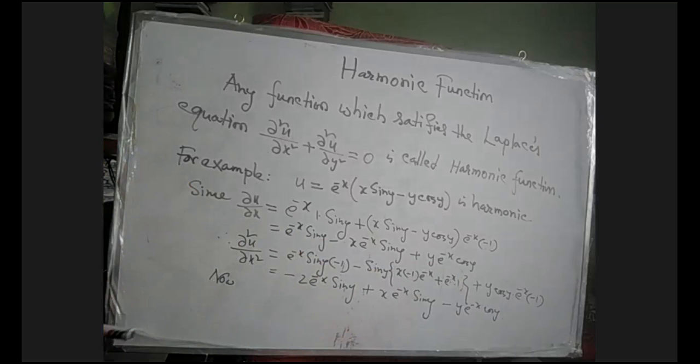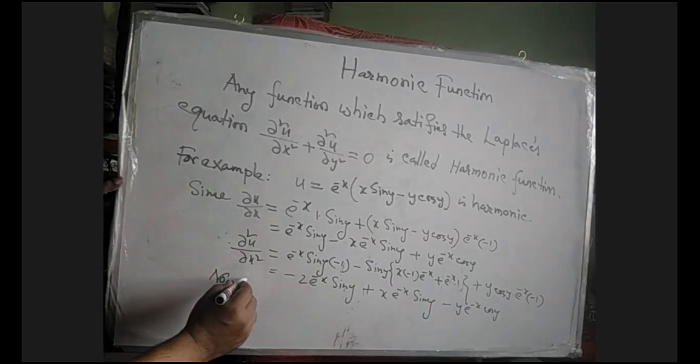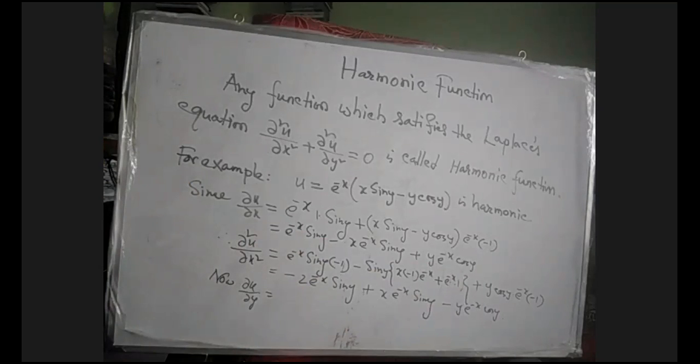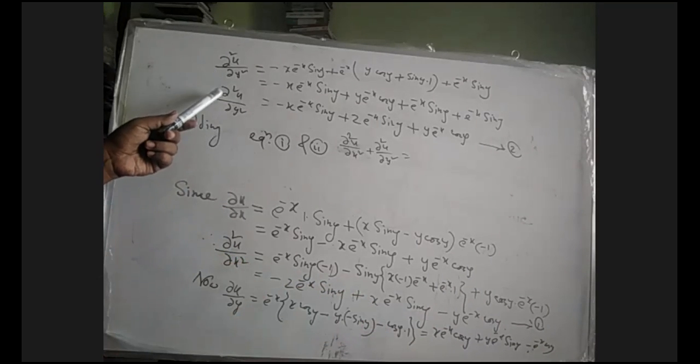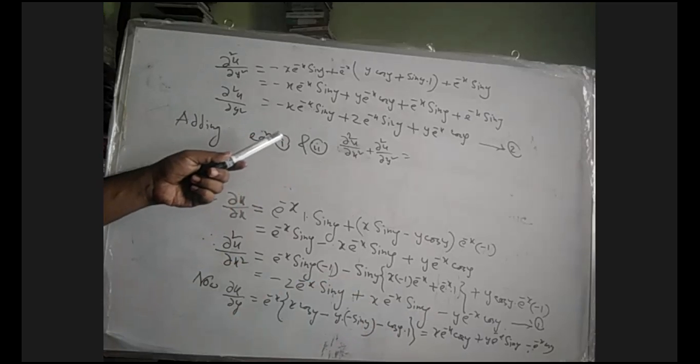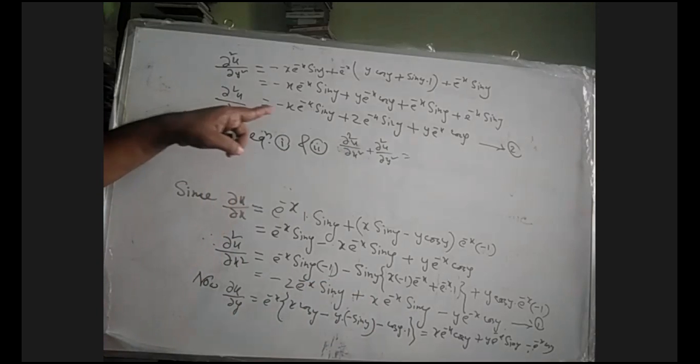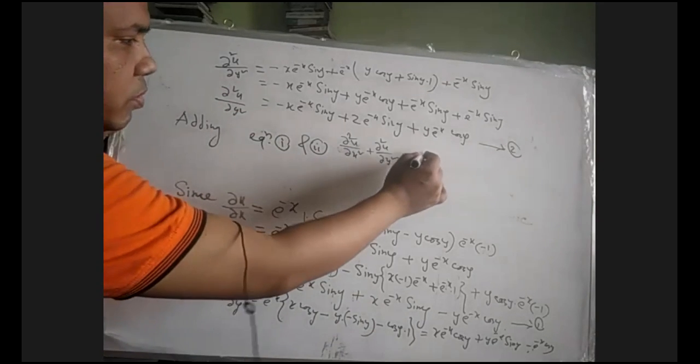Now the partial differentiation of u with respect to y, what will it be? With respect to y, find out. Yes, sir. So equation 2 will be del square u by del y square equals this. Now del square u by del x square equals equation number 1, and this is equation number 2. Just adding equations 1 and 2, we get 0, right?